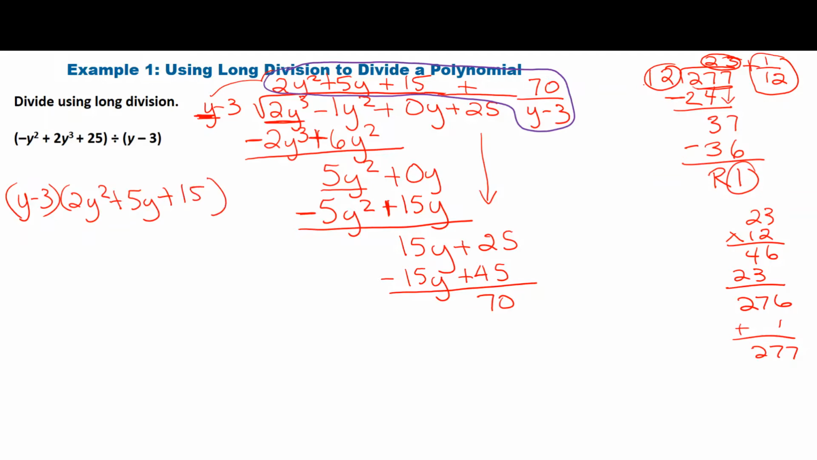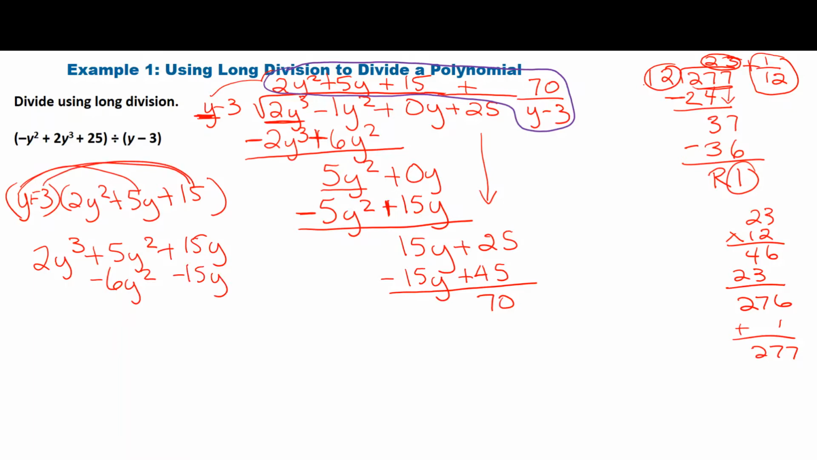Okay, so y times 2y squared is actually 2y cubed. All right, and then y times 5y is plus 5y squared plus 15y. So I distributed it to the last one also. And then we're going to keep going and say negative 3 times 2y squared is actually negative 6y squared. Negative 3 times 5y is negative 15y. And negative 3 times 15 is plus a negative 45.